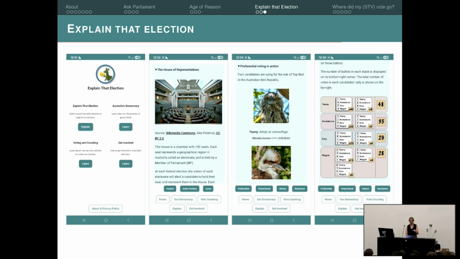So I might not talk too much more about that because I've only got about 10 minutes left. But again, I'd love people to go and have a look, and try and think about the people in your life who don't necessarily know the basics about Australian voting, and think about what you'd like to see in an app like this or a website like this.